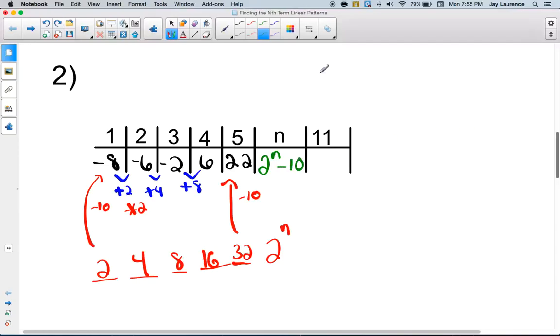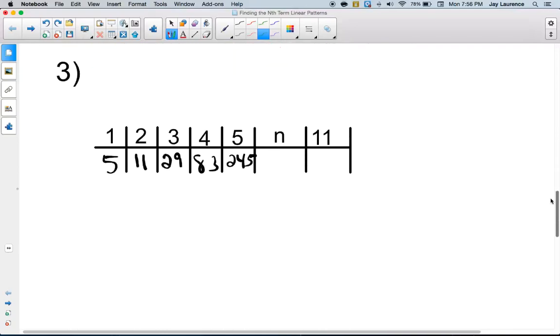Now, I just did 2 to the 11th up on the last problem, and I know it's 2048. And so if I subtract 10 from that, I'm going to get 2038. And that's the 11th term in this sequence. Now, will it always be a base of 2 to the power of n? No. Why don't you pause the video and try this one out on your own. See if you can figure it out all on your own. Here comes my solution. Hopefully you've given it a shot.